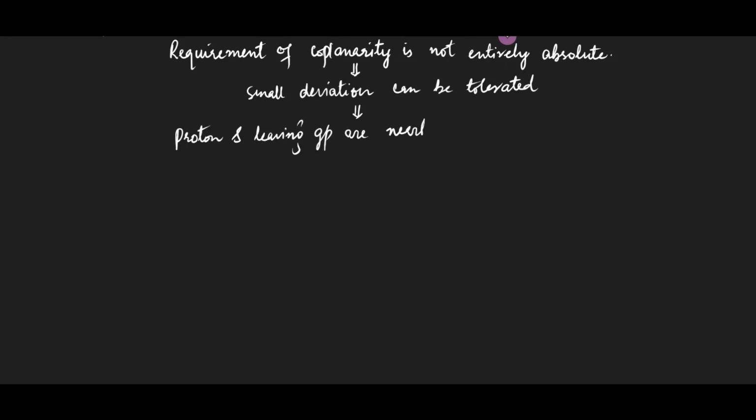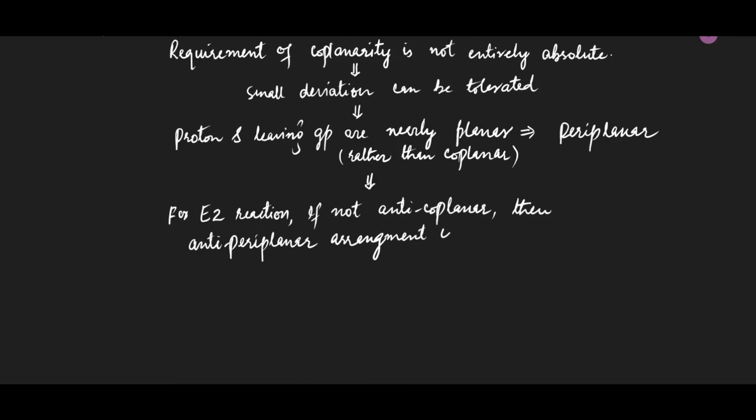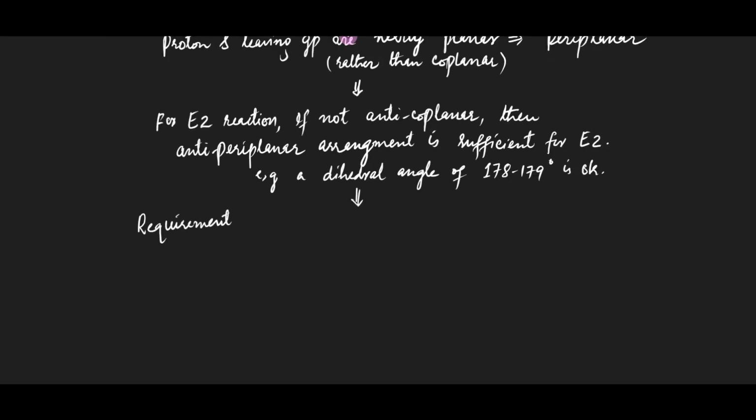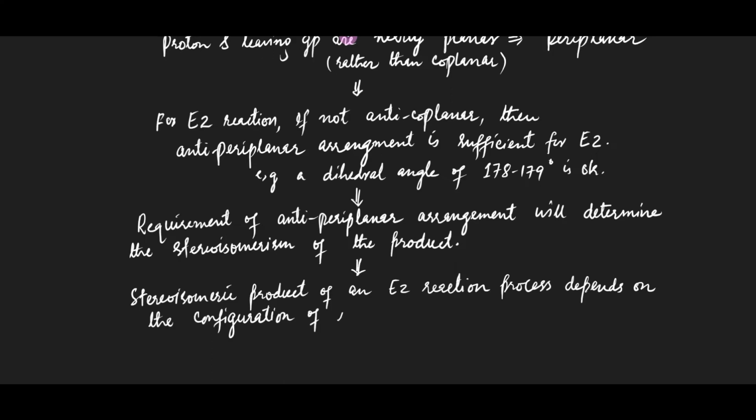If proton and leaving group are nearly planar rather than being exactly coplanar, it is called periplanar. Thus, for E2 reaction, if the groups are not exactly anti-coplanar, then anti-periplanar arrangement is sufficient for E2 elimination. For example, a dihedral angle of 178 to 179 degrees is okay. This requirement of anti-periplanar arrangement will determine the stereoisomerism of the product. In other words, we can say that, stereoisomeric product of an E2 reaction process depends on the configuration of the starting alkyl halide, hence making this stereospecific.